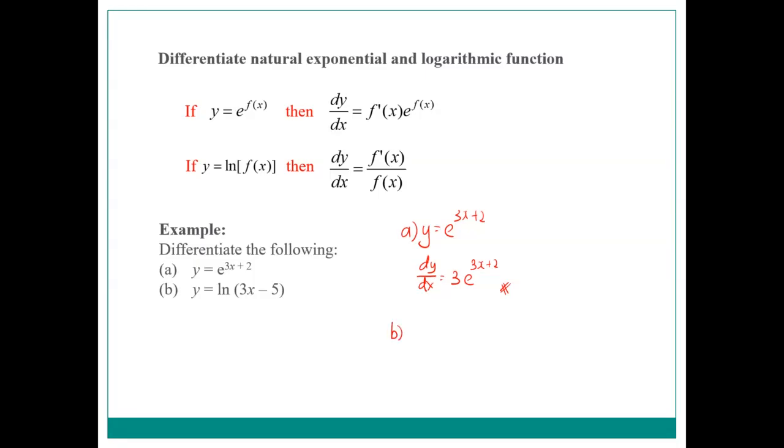Next, if you want to differentiate natural log, ln(3x minus 5), how to differentiate this one? We need to again identify the inner function. The inner function is 3x minus 5. Differentiate 3x minus 5, you get 3, and then you copy 3x minus 5 and put it at the denominator. As a result, my dy/dx equals 3 over 3x minus 5. This is my final answer.